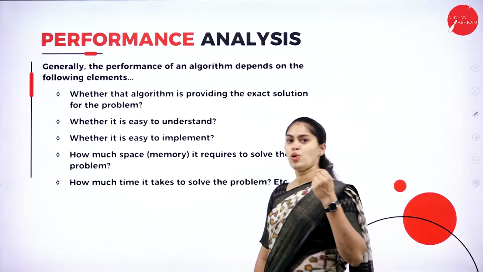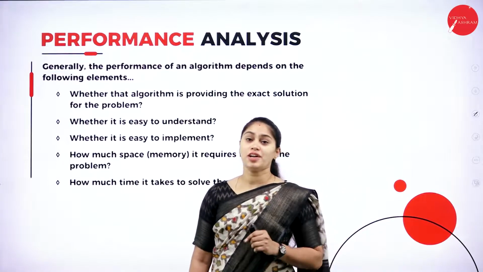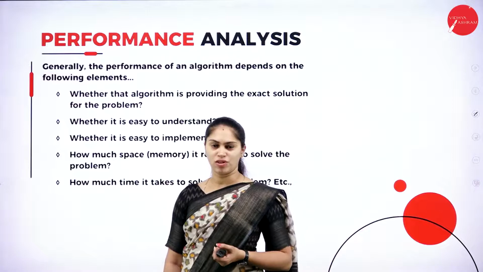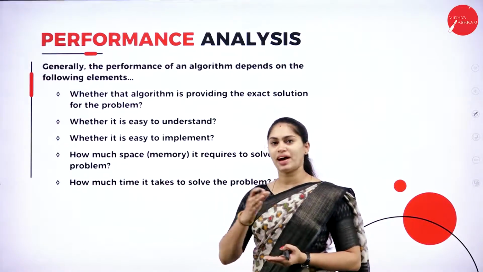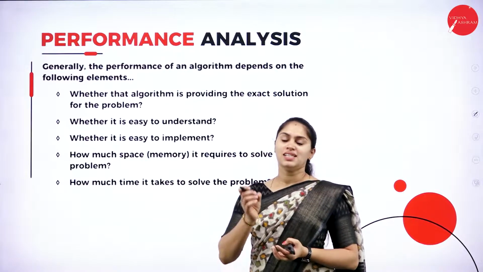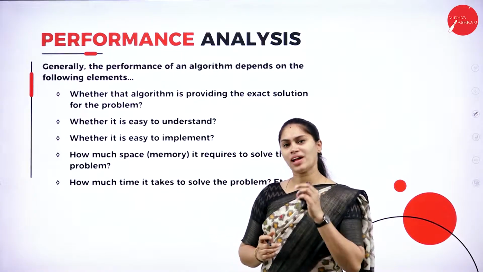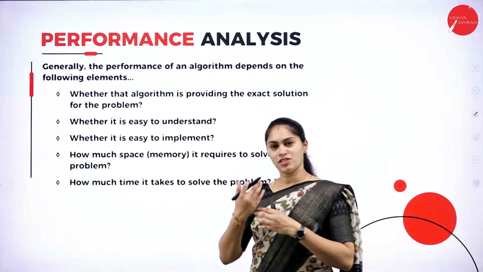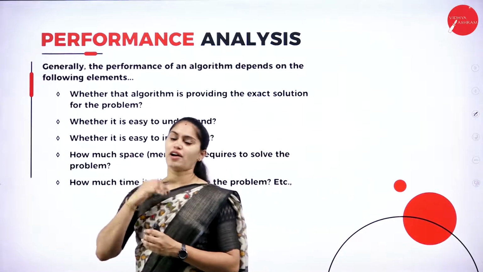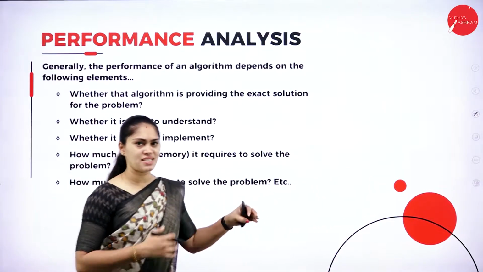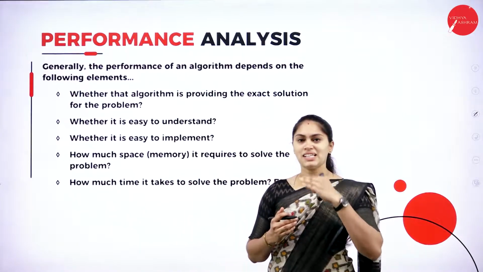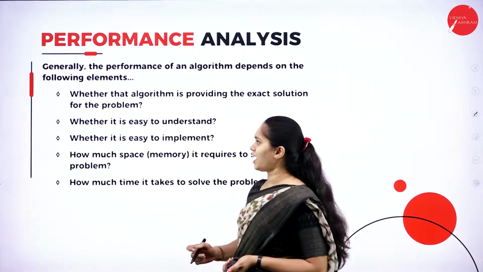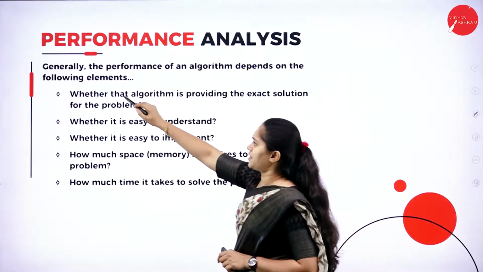Now we'll see what elements we have in order to check the analysis of performance. For example, if I have 5 different algorithms to solve the same problem, how can I choose the best one? After choosing the best one, I have to justify that it is the best among all those 5 in order to meet certain requirements. So here we have certain requirements or elements.